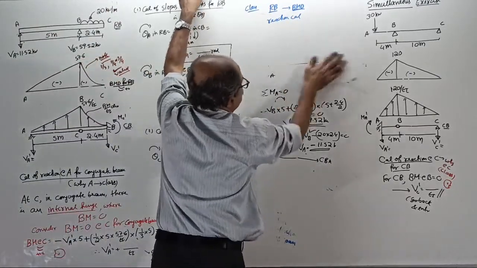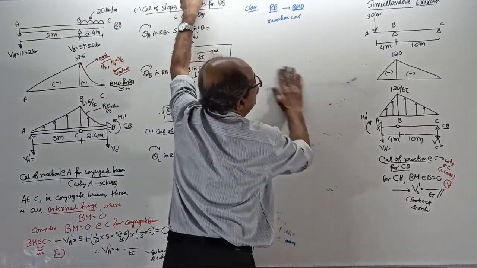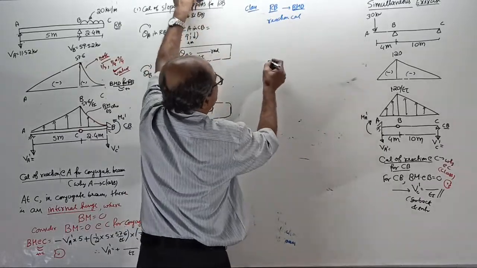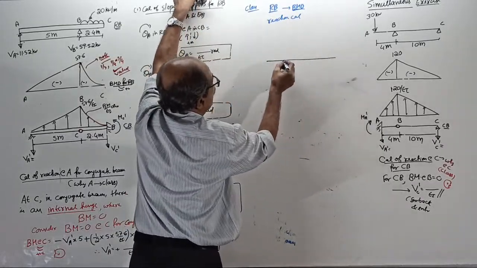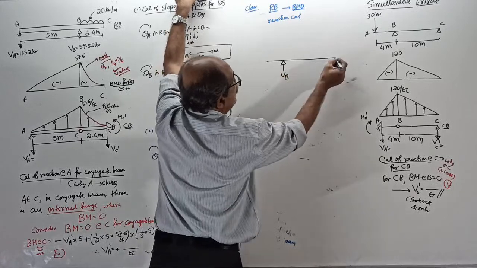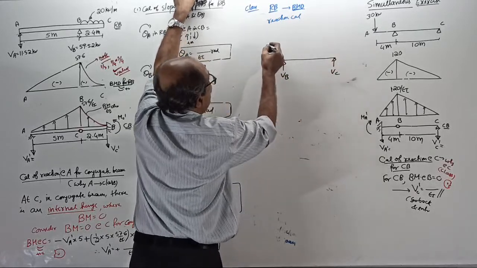Simultaneously start the second question. Okay, second question. Put the sketch neatly. There is a reaction here called VB, and a reaction here called VC. See, the ABC problem is there.